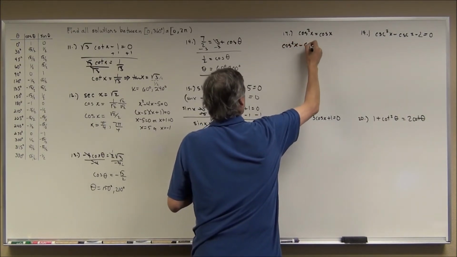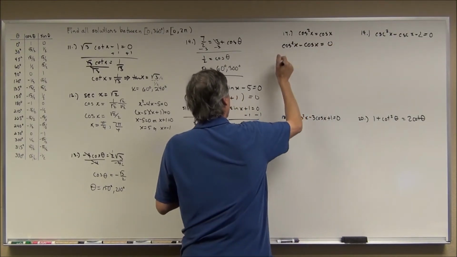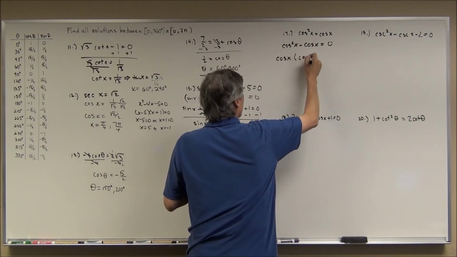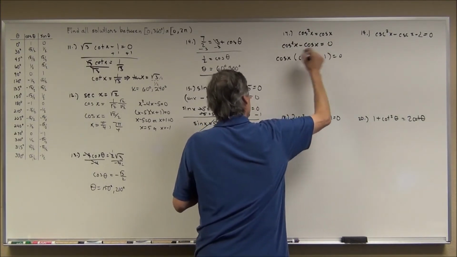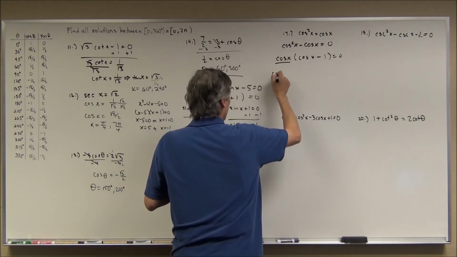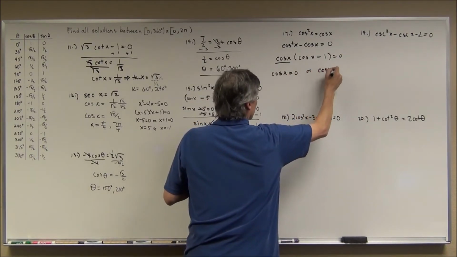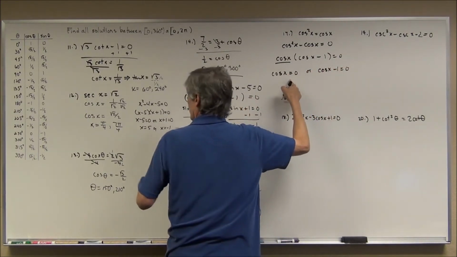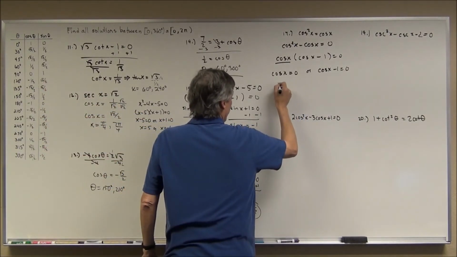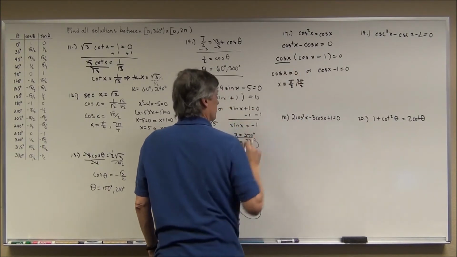Subtract the cosine of x from both sides. Then factor out the cosine of x like a GCF. This would be the cosine of x minus 1. So if you distribute it, you get right back to where you started. Set this equal to 0. Set this equal to 0. Well, the cosine of x is equal to 0 at 90 and at 270, or at pi over 2 and 3 pi over 2 if I keep it with radians.